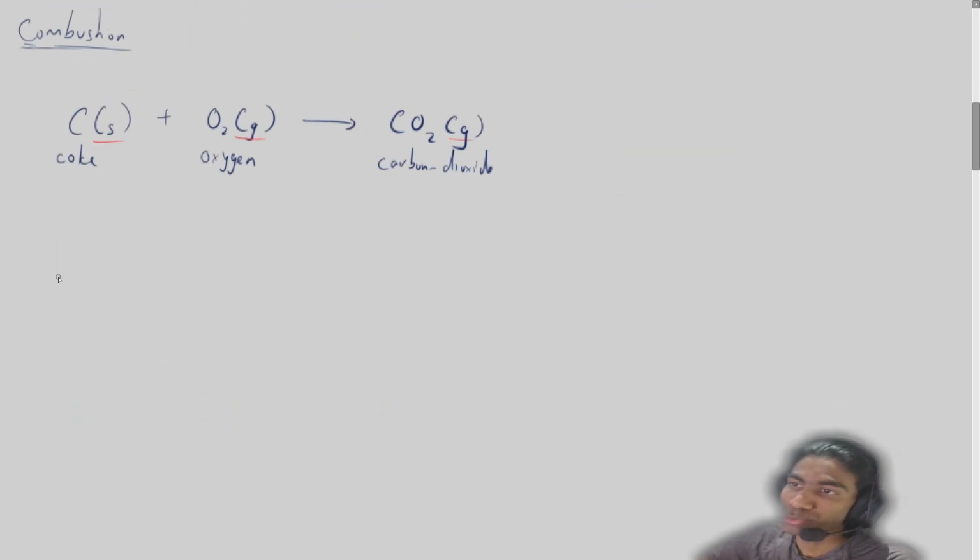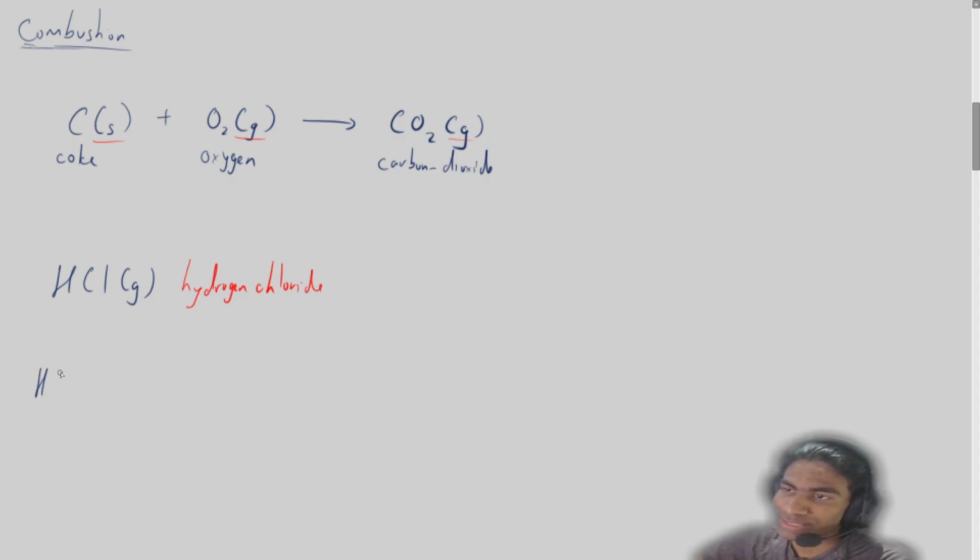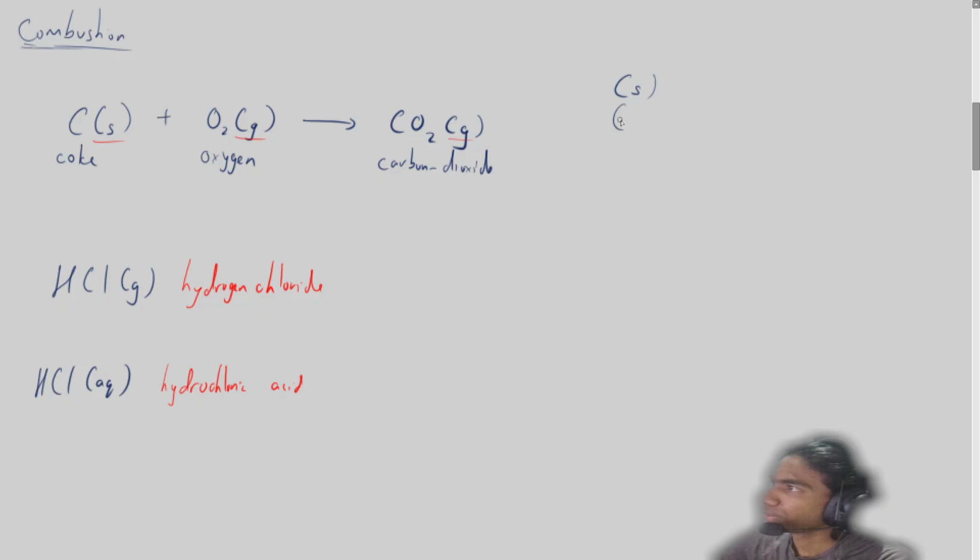For example, if you knew that HCl was a gas, then this would actually be called hydrogen chloride in a gaseous state. But if it was HCl as an aqueous solution, then this would be hydrochloric acid. Okay, so the four state symbols that you need to know about are S for solid, L for liquid, G for gas, and AQ for aqueous.